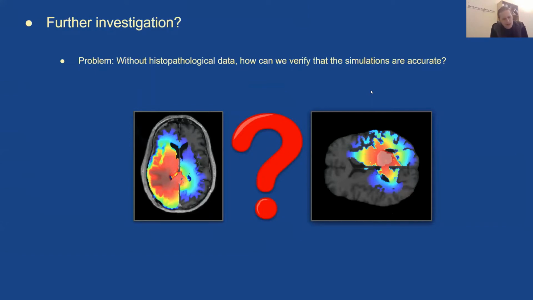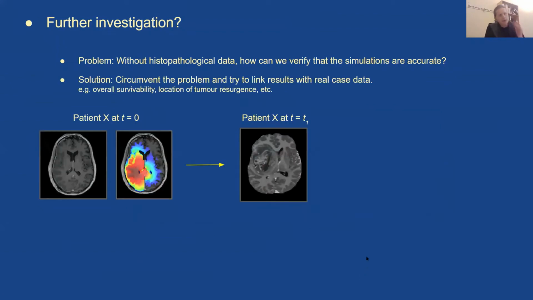Now I know what you're all thinking at this point. How do we even know that this model that we've used is accurate? Ideally, we would have histopathological data to which we could link it, but we don't have that. So how can we even know that what we're doing is correct? The solution to this is what we're going to do in future studies. We can perhaps circumvent the whole problem and try to link results with real case data.